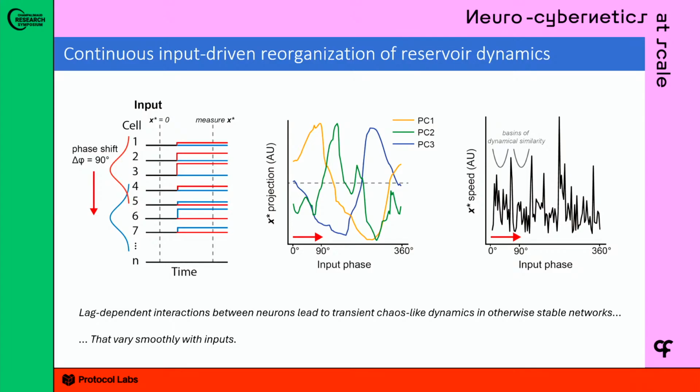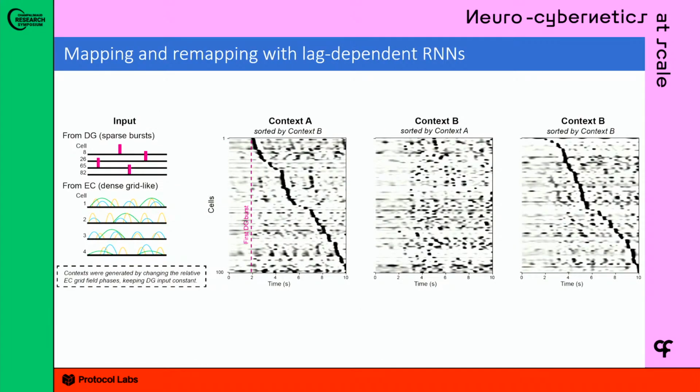Can this do what we want to do with these networks, mapping and remapping? As a proof of principle, we can simulate input to these networks. That's biologically plausible.